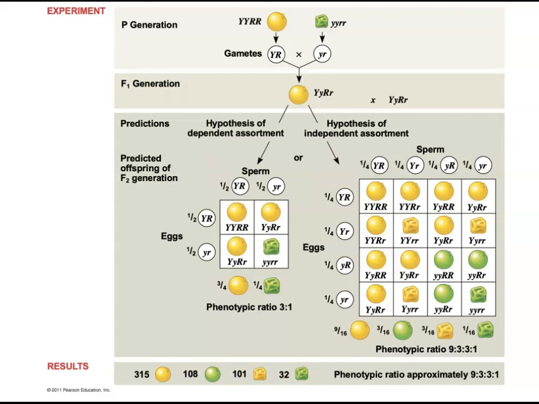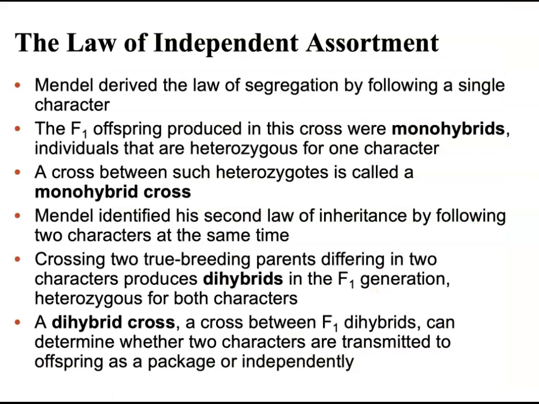Here the dihybrid individual is big Y, big R. A dihybrid cross, a cross between F1 dihybrids, can determine whether two characters are transmitted to offspring as a package or independently. Using a dihybrid cross like this, Mendel developed the law of independent assortment.